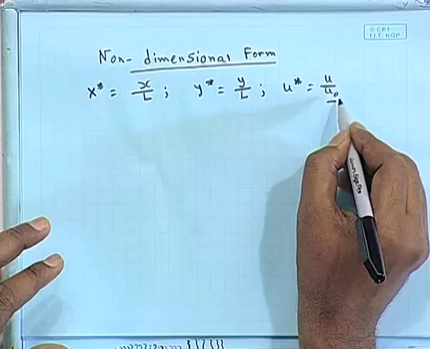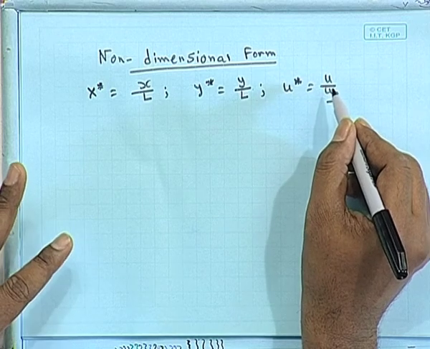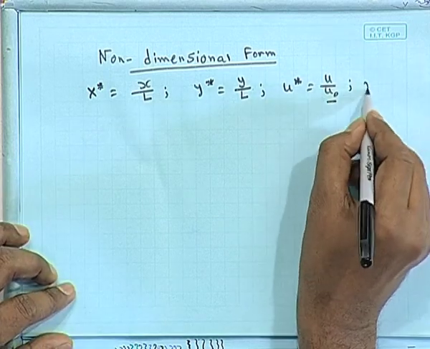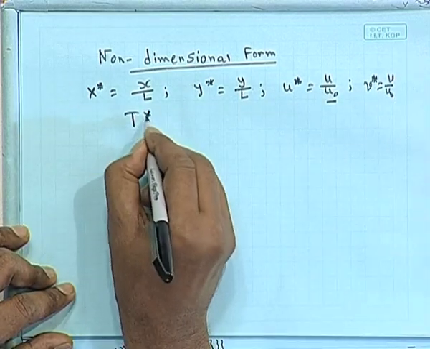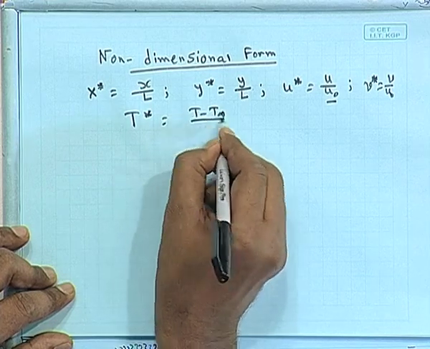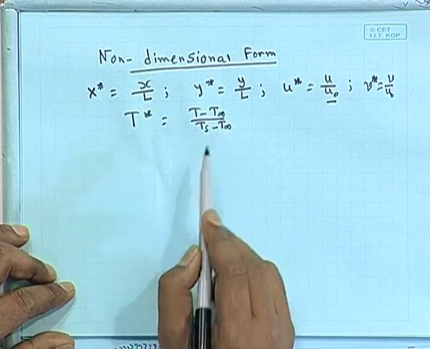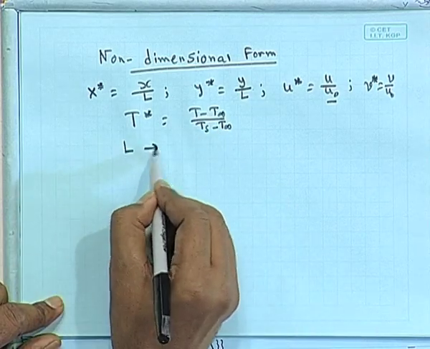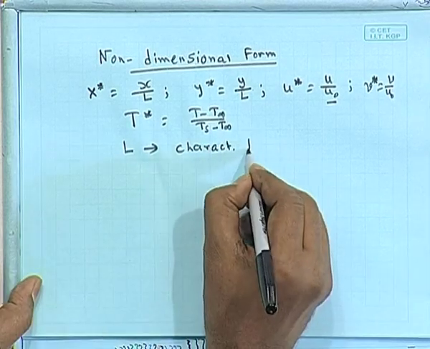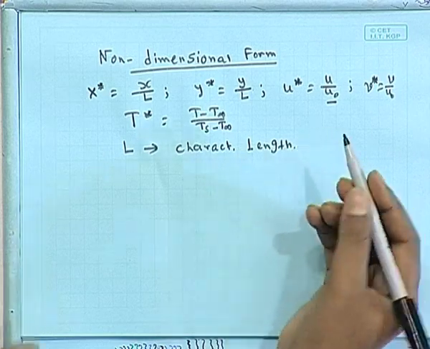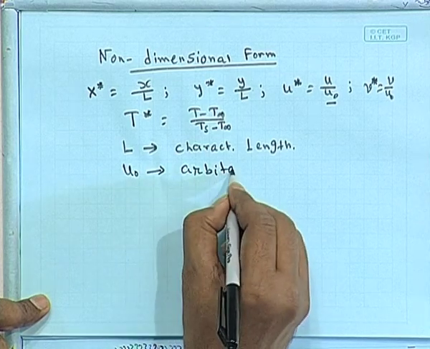For the time being, we consider that u naught is some kind of velocity which is used to make the velocity components non-dimensional. Again, v star is v by u naught. Now, T star is made non-dimensional as T minus T infinity divided by Ts minus T infinity, and L is the characteristic length, which is basically the length of the plate. u naught is an arbitrary reference velocity.